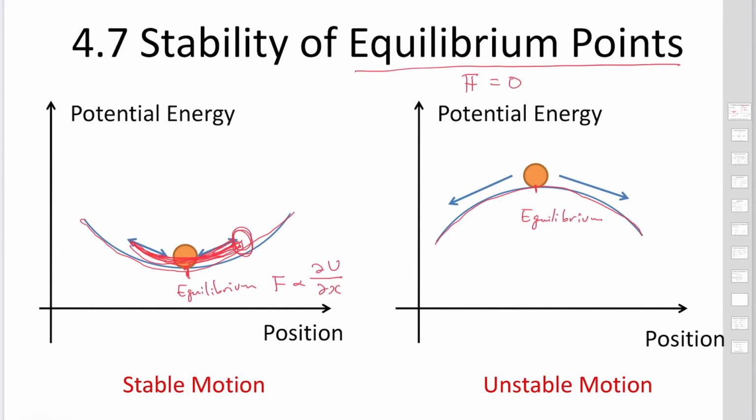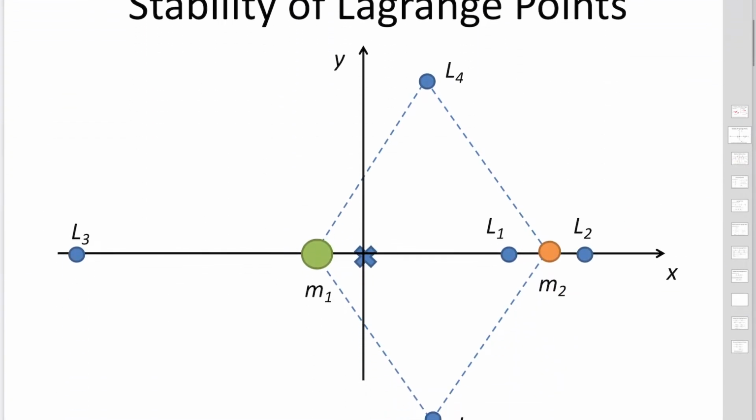But in the case of the right figure, if we move the object a little bit to the right, then the force is acting on this particle in this direction, and the particle is moving away from the equilibrium point. So in this situation, we call the equilibrium point unstable. So we need to determine the stability of equilibrium points. We discovered 5 equilibrium points, L1, L2, L3, L4, L5. So we are interested in finding the stability of these 5 Lagrange points.